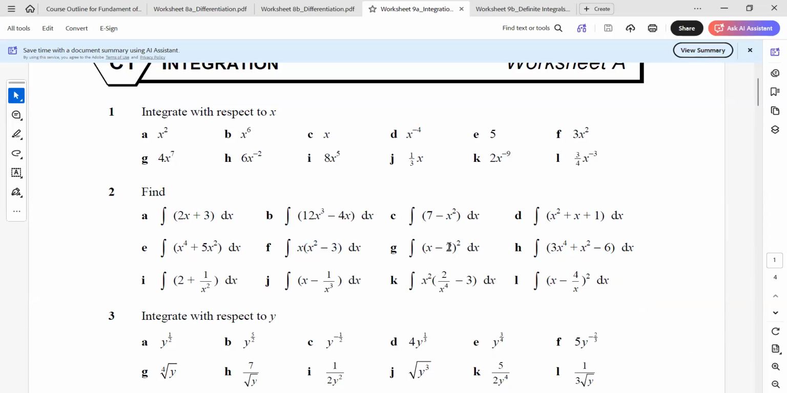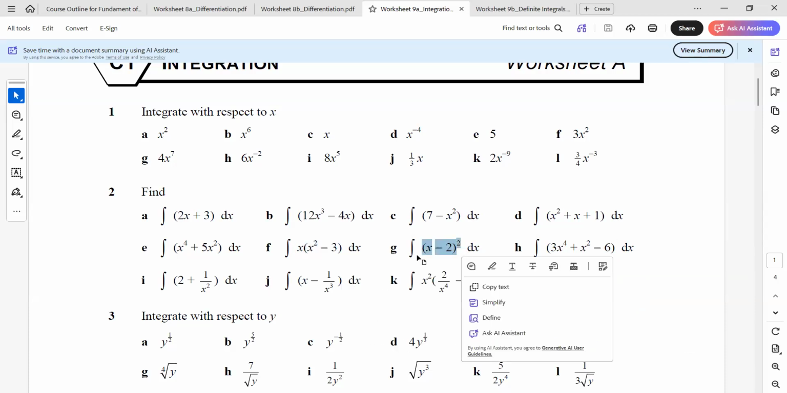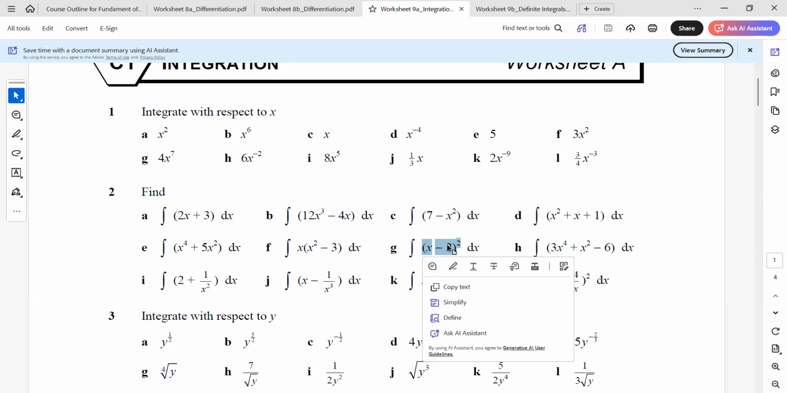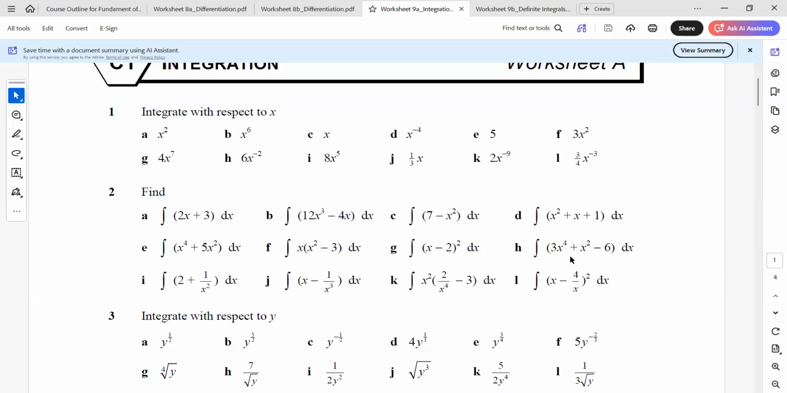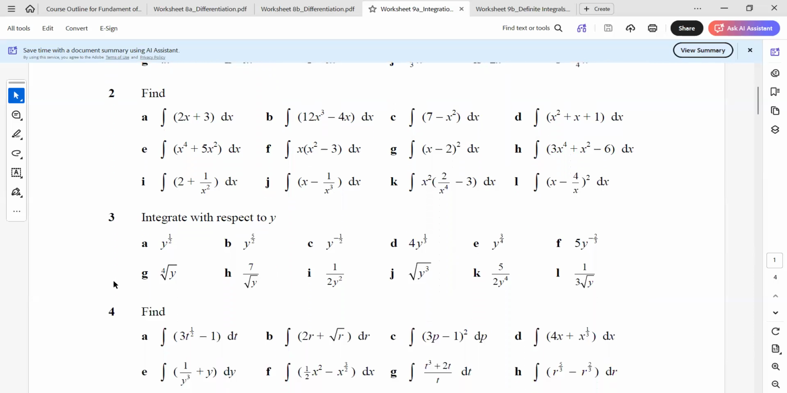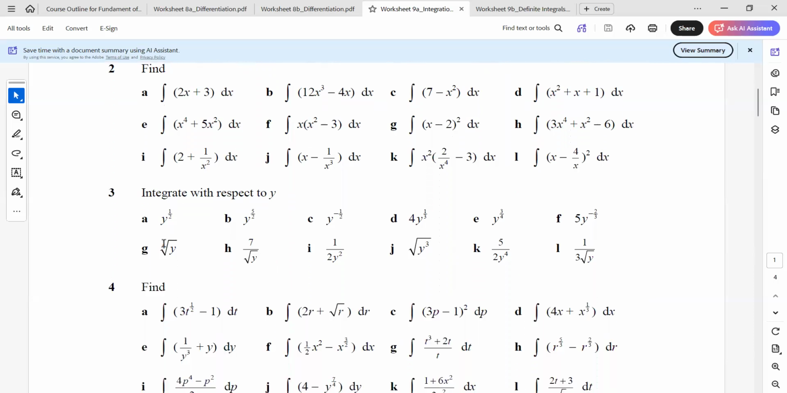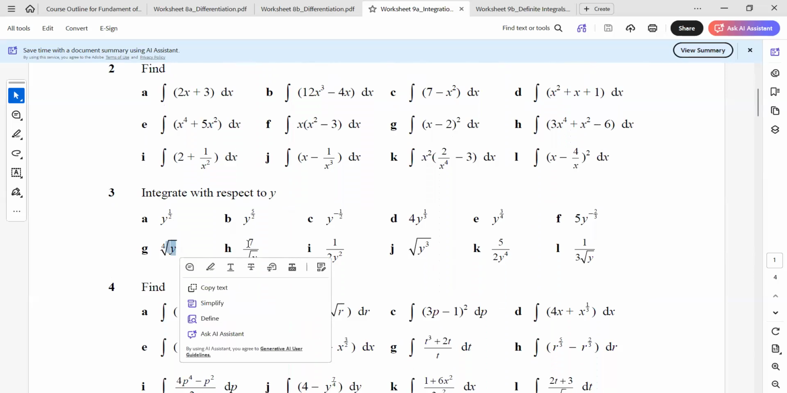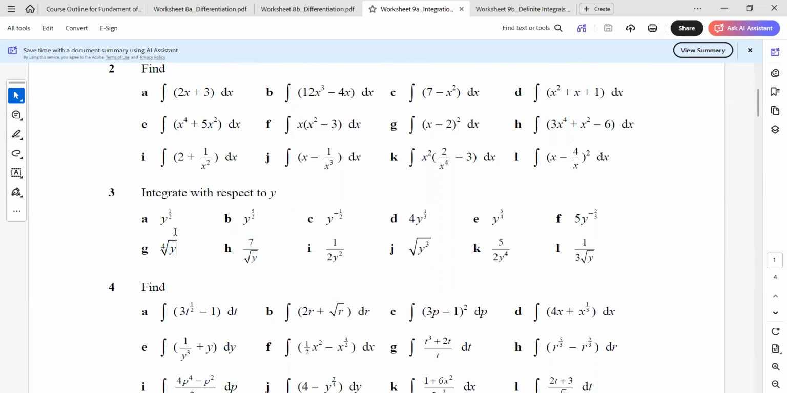Okay, this one too will be x minus 2 times x minus 2, or expand it to get x squared minus 4x plus 4, so that it looks like this. Then you can use the chain rule. So all these functions, you approach them in the same way. These ones, you can change them to indices, and then you can integrate them.